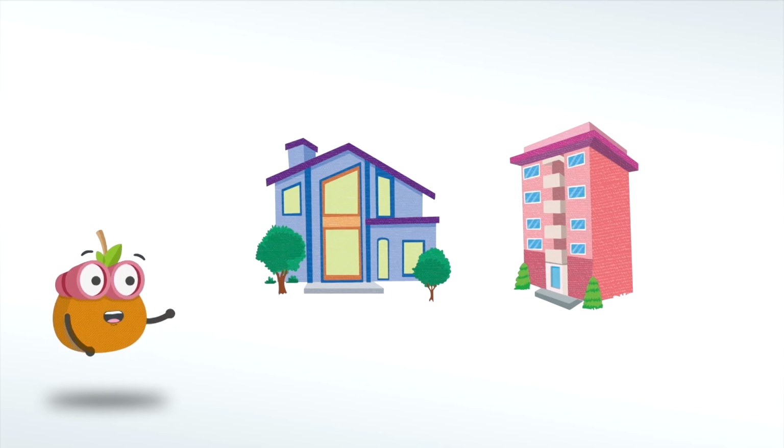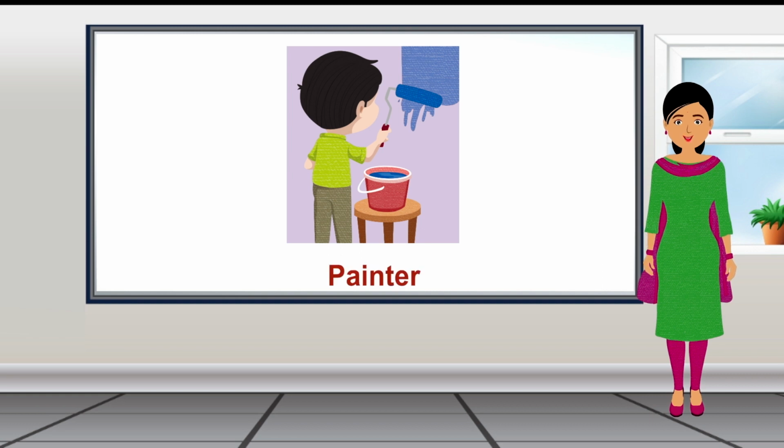What about painting the house? That's where the painter comes in. The painter uses rollers, spray paint guns, ladders, and of course paint to give the house a fresh look.